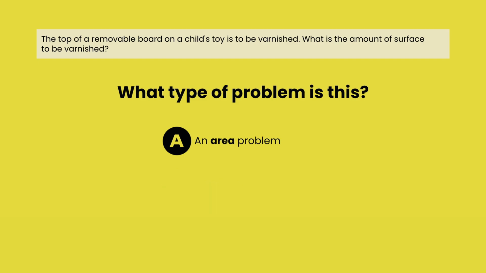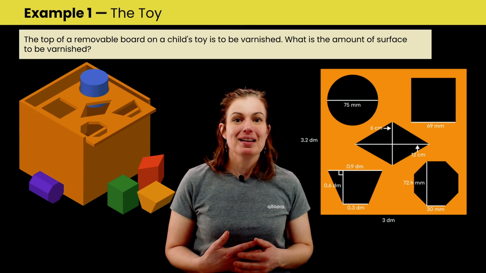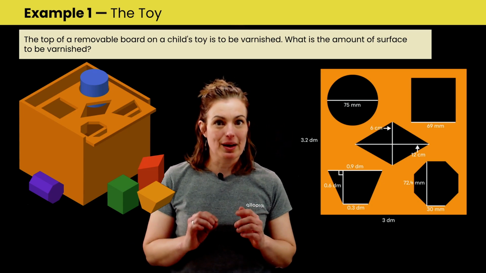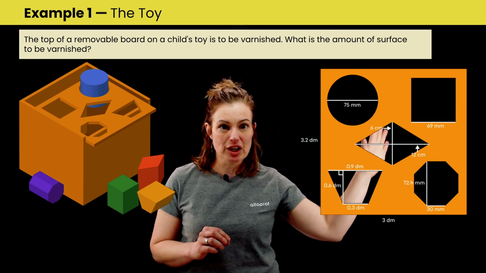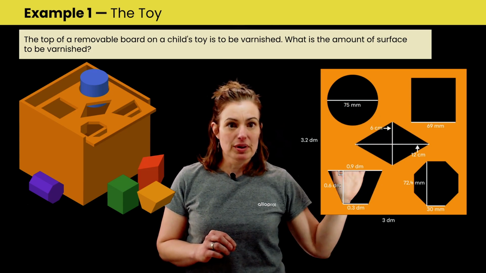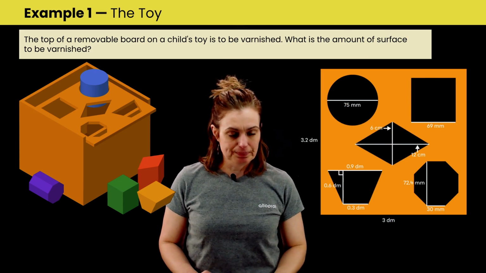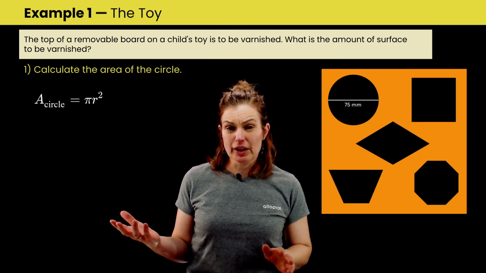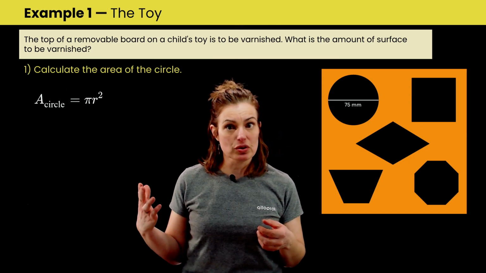If you guessed area, you are correct. So let's start going through this now. We've got all these shapes here. We've got a circle, a square, a rhombus, a trapezoid, and an octagon. We've got to calculate the area for all of them, so we're going to start with the circle here.